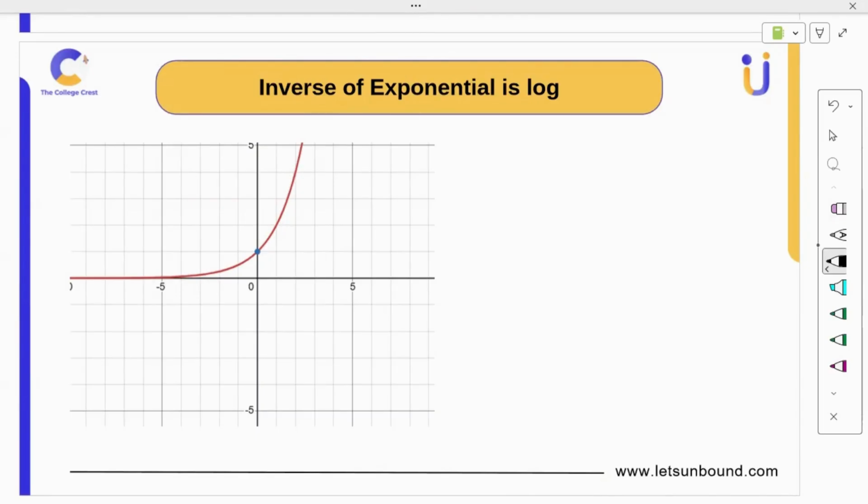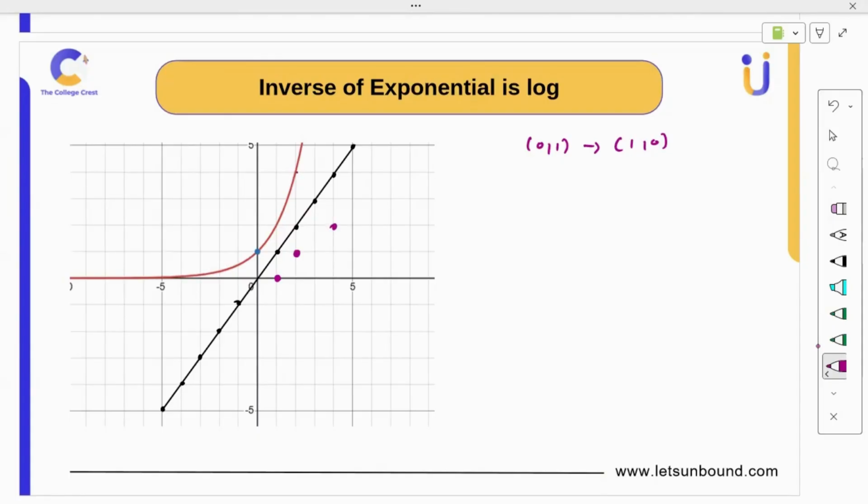Let me draw the y = x line: 1, 1, 2, 2, 3, 3, 4, 4, like this. It should be perfect, otherwise the reflection will be completely affected. So this is my line, and I'm going to reflect it, or you can reflect each point. Like this is (0, 1), x is 0, y is 1. You swap it to (1, 0). I can see this point (1, 2); now I will plot (2, 1). Let me go to this point (2, 4); I will plot (4, 2).